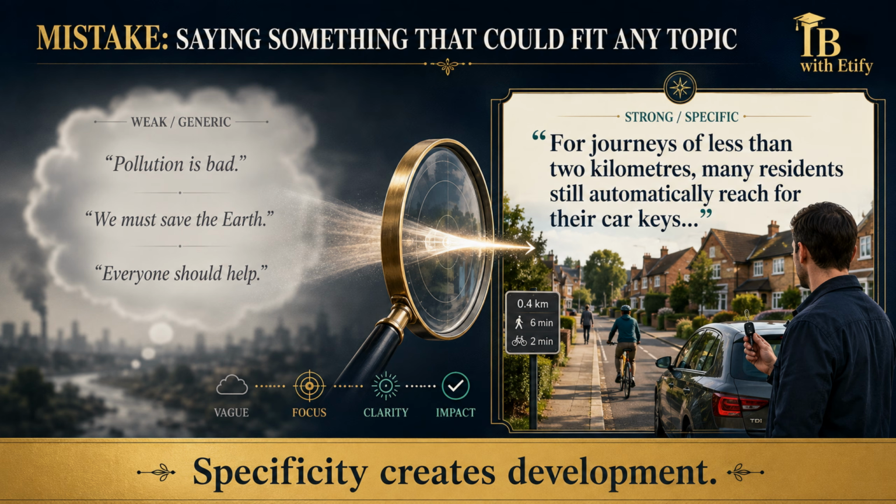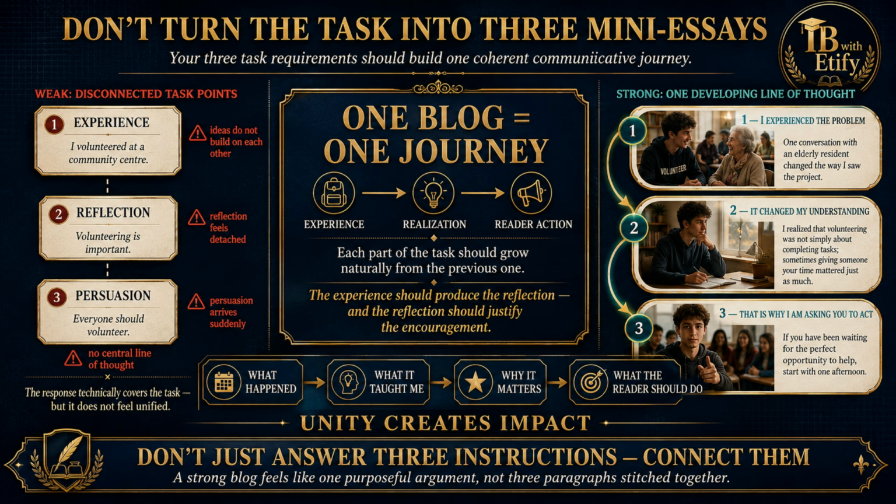The fourth mistake is generic content. Suppose the question asks about reducing car use in your town. Writing, "Pollution is a big problem everywhere. We must save the environment. Everyone should help the earth," communicates almost nothing specific. Instead, for journeys of less than 2 kilometers, many residents still automatically reach for their car keys. That habit may appear insignificant individually, but multiplied across hundreds of households twice a day, it becomes a major source of avoidable traffic and emissions. Specificity creates development. The fifth mistake is treating the 3 requirements of the prompt as 3 completely disconnected mini-essays.